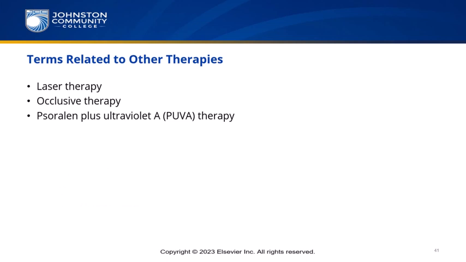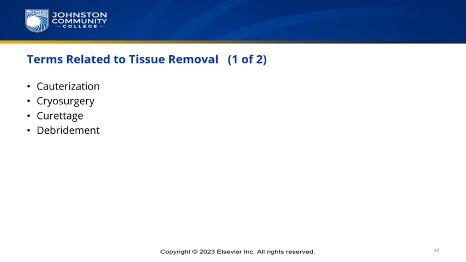Terms related to other therapies. Laser therapy is used to repair or destroy tissue, such as port wine stains, tattoos, or psoriatic lesions. Occlusive therapy is the use of a dressing that closes off an area of the skin to increase the effectiveness of absorption and the effectiveness of a medication. Remember, occluso is our combining form for closing. Lastly, we have psoralen plus ultraviolet A therapy, which is the use of ultraviolet light on psoriatic lesions.